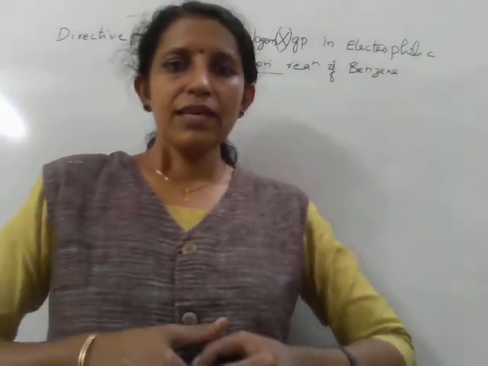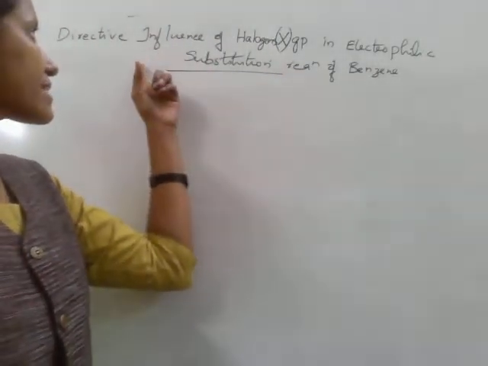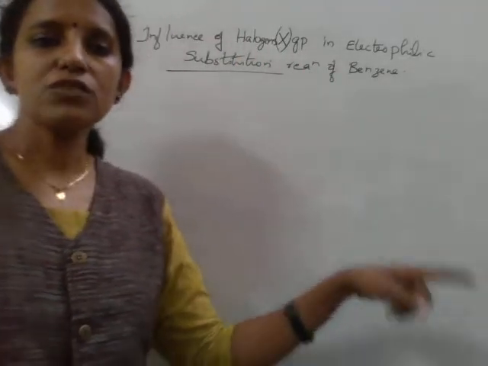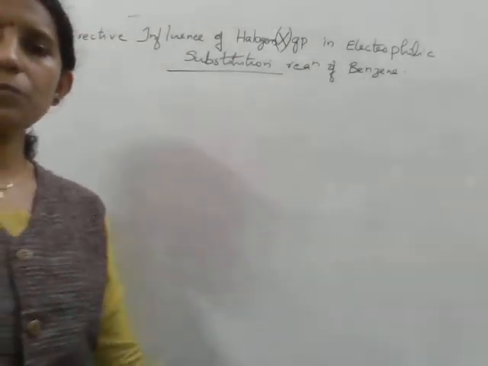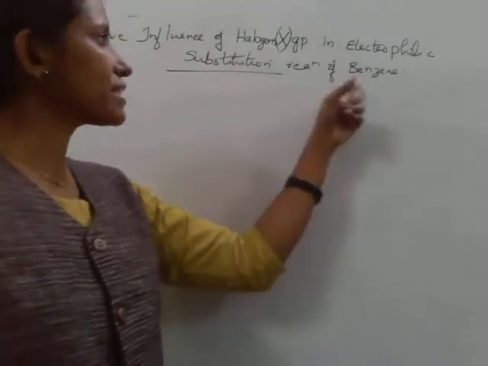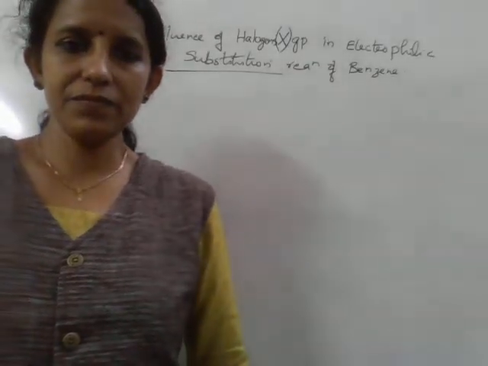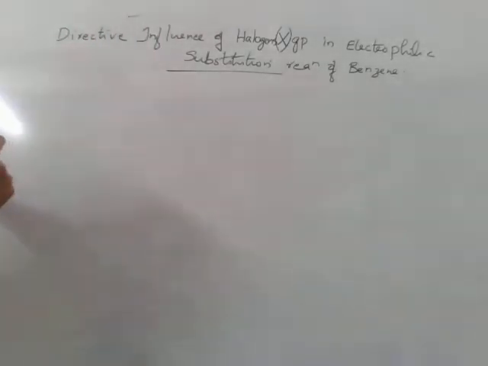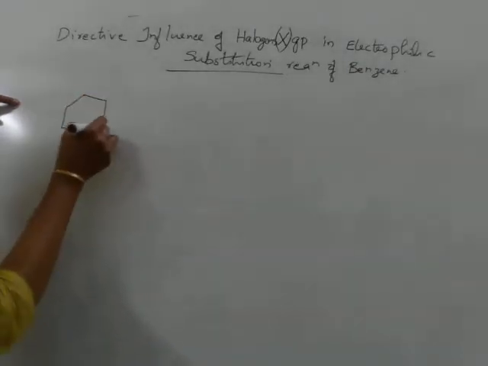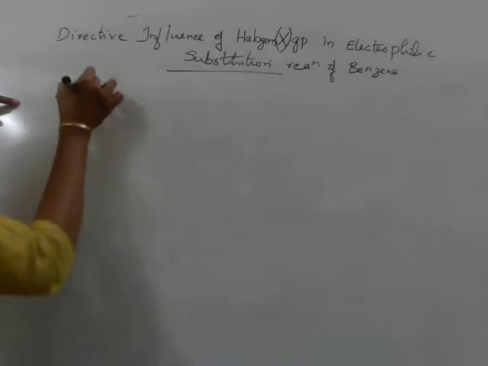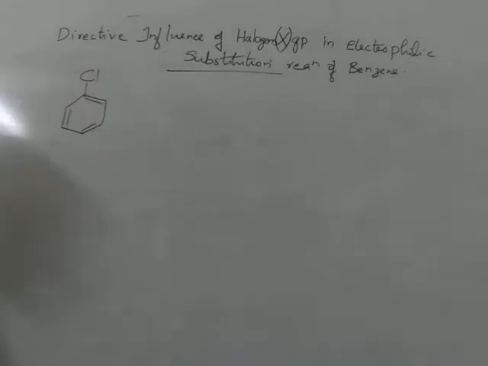Dear students, let's now explain the directive influence of halogens towards electrophilic substitution reaction. If halogens are present in the benzene ring, how is the electrophilic substitution reaction affected? Let us take a halogen, for example, chlorine atom. If a chlorine atom is present in benzene, how does the benzene ring behave towards electrophilic substitution reaction?